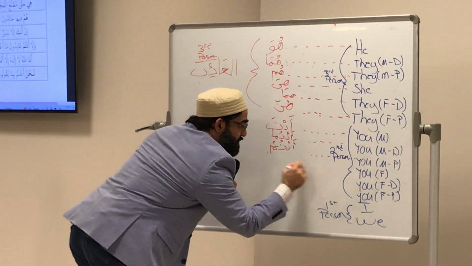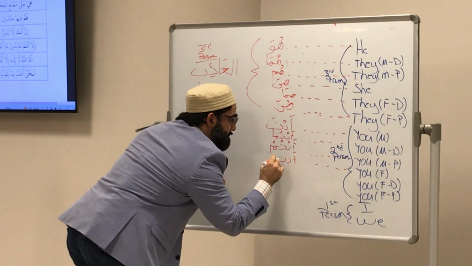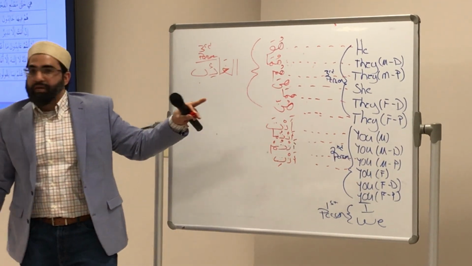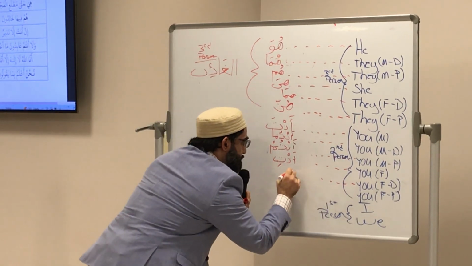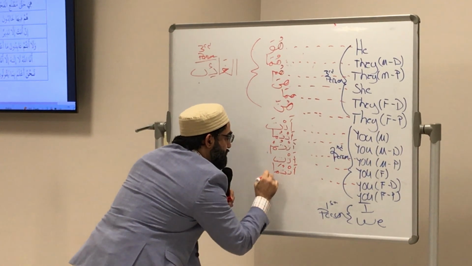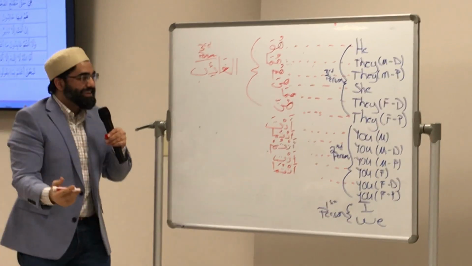Anti. So what changed between the male and the female? There's a fatha when you use the male. There's a kasra when you use the female. What about two females? Antuma. Same as two males. Okay? You get a break. One little break. Alright?